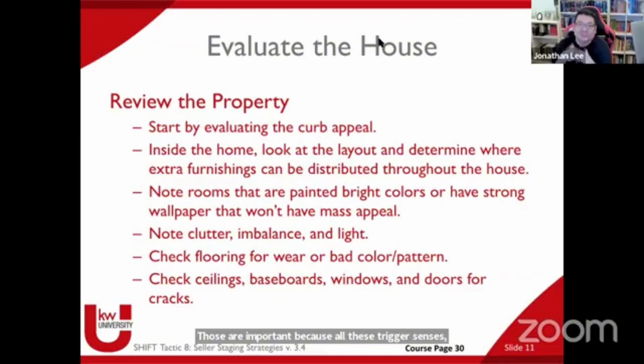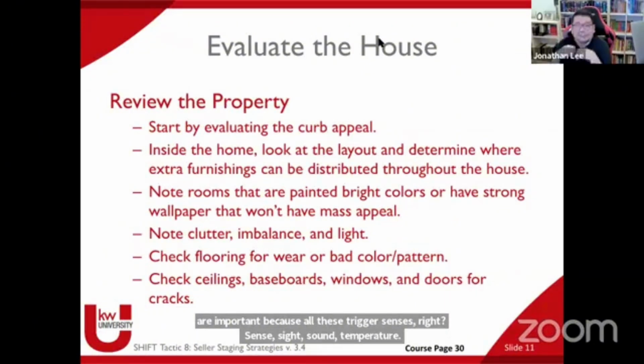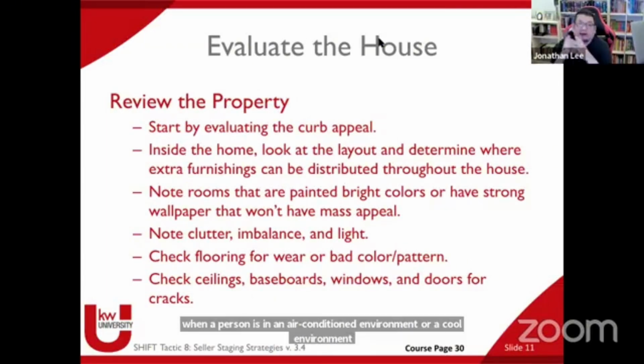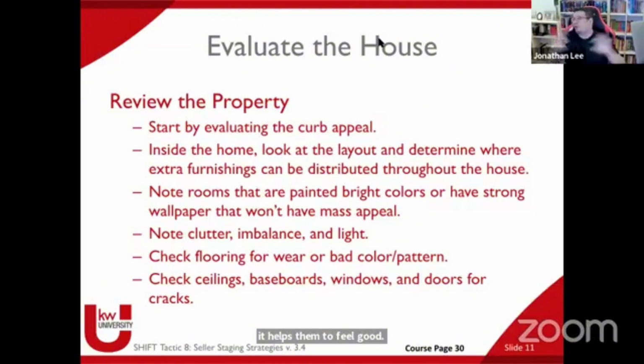So prep the property on the air condition, because when a person is in an air conditioned environment or a cool environment, it helps them to feel good. So I always ask owners, please turn on all the, what do you call that, air condition.